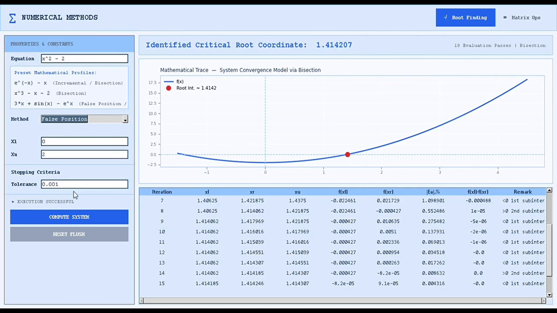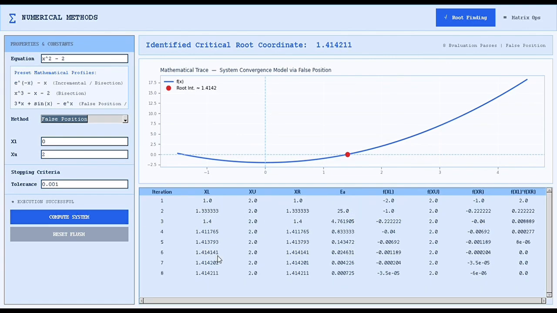Next is false position. This also requires both bounds, so I set XL to 0 and XU to 2, and a tolerance of 0.001. Instead of always taking the exact midpoint like bisection, it uses linear interpolation to make a smarter, weighted guess each time, which usually means it converges faster.